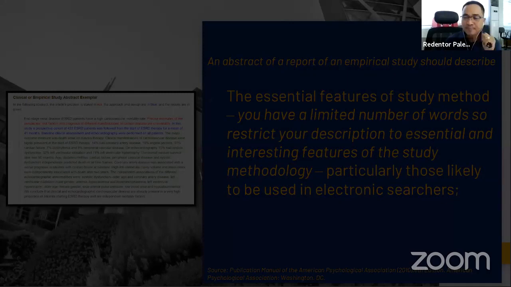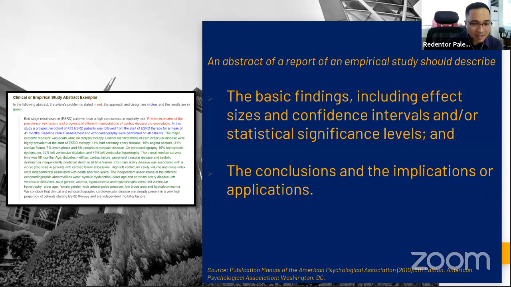Including the sizes, confidence intervals, and as specified there in the example, you would notice that it said the major outcome measure was death while on dialysis therapy. Clinical manifestations of cardiovascular disease were highly prevalent at the start of the ESRD therapy, and then it gives percentages.